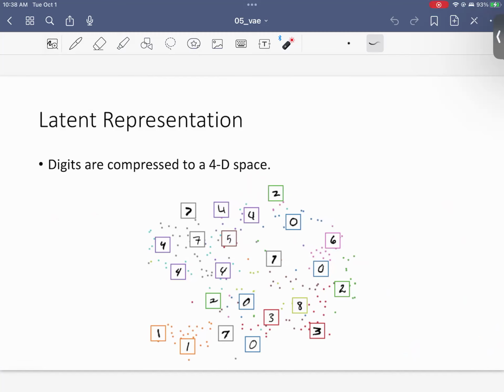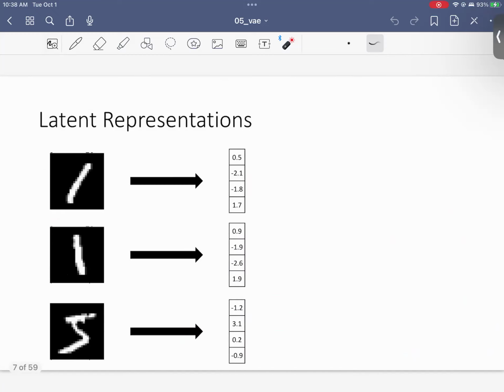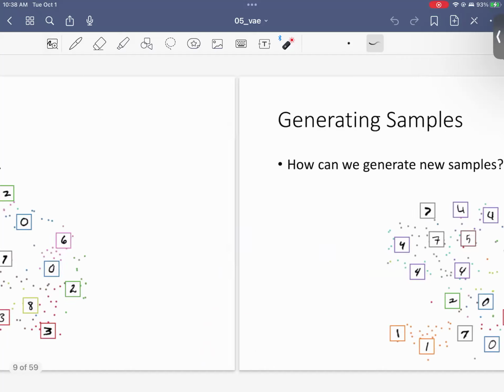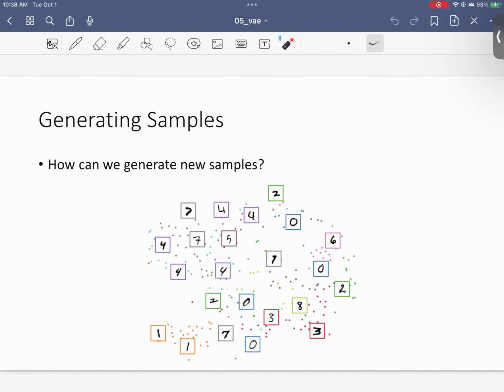For visualization purposes, I said that we can further compress these 4-dimensional vectors into 2-dimensional vectors using algorithms such as PCA or t-SNE or UMAP, so that we can scatter plot them on a 2D plane. And then we can see that there are clusters, nicely clustered here, but not always, right? There are 7, 4, 5, 7 or 6, 0, 2 or 8, 3, which are a bit mixed up. So the question is, how can we generate new samples from our trained autoencoder?